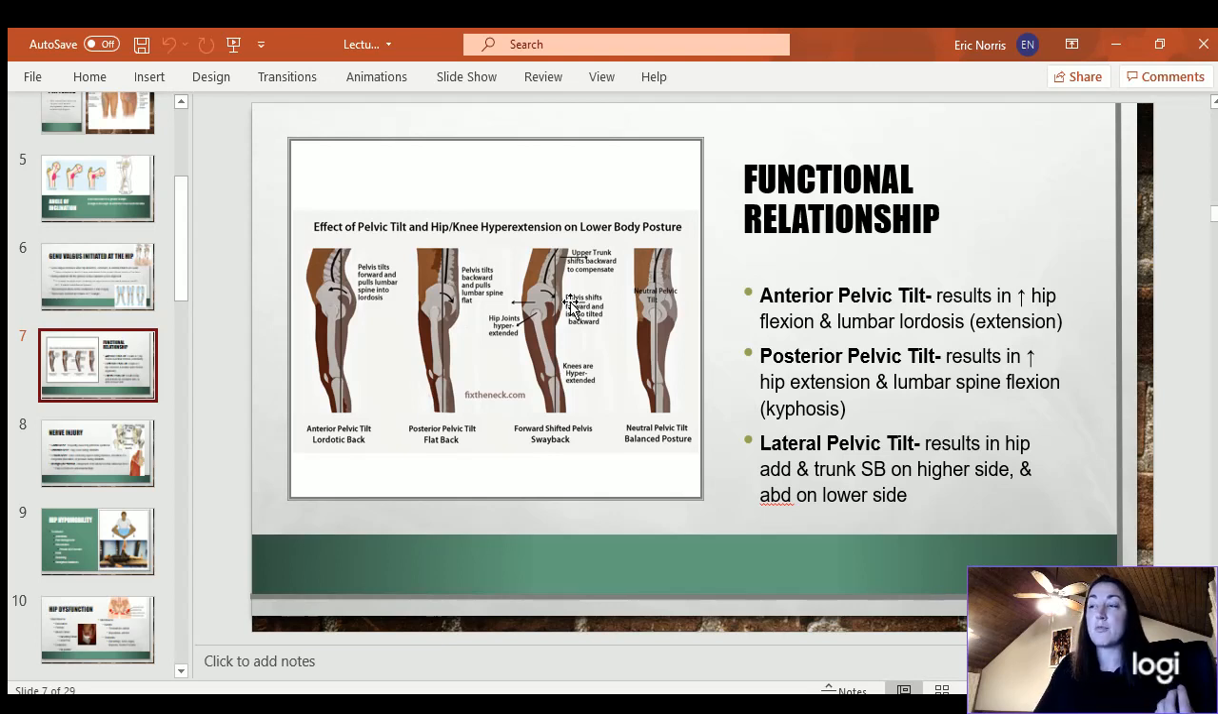So it would create some hip adduction of the side that's higher, because it has to go in towards the middle, and abduction on the side that's lower. And of course, side bending towards the higher side. I just mentioned that. So those are, if the pelvis is out of alignment, how it will functionally affect the other anatomical structures surrounding it.